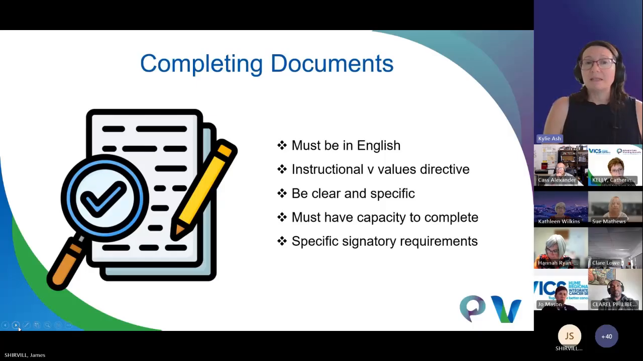In terms of completing these documents, there are just a couple of points I thought I would make. As Catherine indicated, they must be in English. Remember that values directives speak directly to your substitute decision maker, and instructional directives are legally binding and speak to your healthcare provider about the treatments that you consent to or refuse. If any of your documented statements are unclear, uncertain, or not applicable in the specific circumstance you find yourself in, it will become a values directive. Whilst that's still meaningful, it's not legally binding.